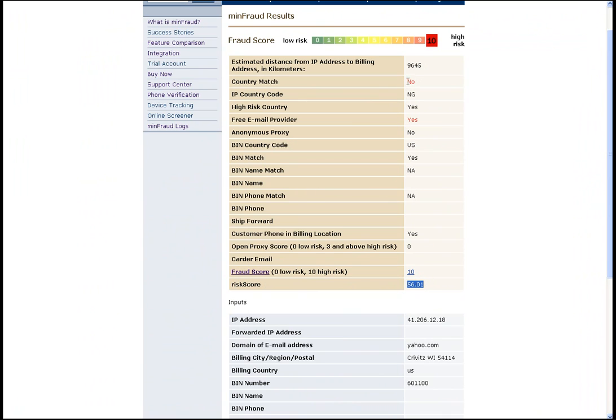For instance here, country match. They didn't match the country that the credit card number was, or the credit card number is from the US. However, their IP says that they're from Nigeria. Nigeria is also considered a high-risk country, very high risk in fact, and they're using a free email provider. So with all of this information, the system can tell this is a pretty high chance that this is fraud. Also, it shows you the distance from their IP address to their billing address in kilometers, and here we have 9,645 kilometers difference. So this system is really invaluable.